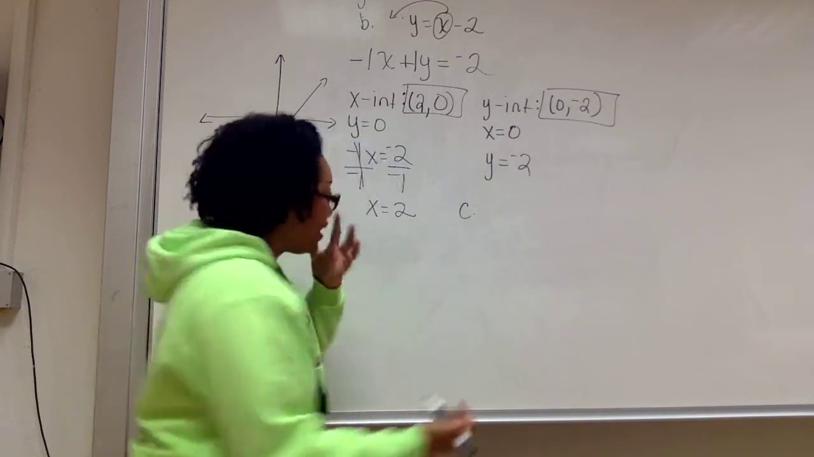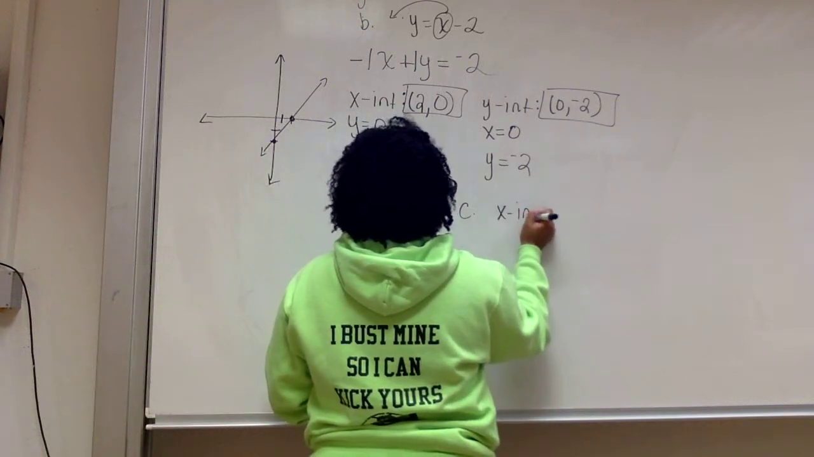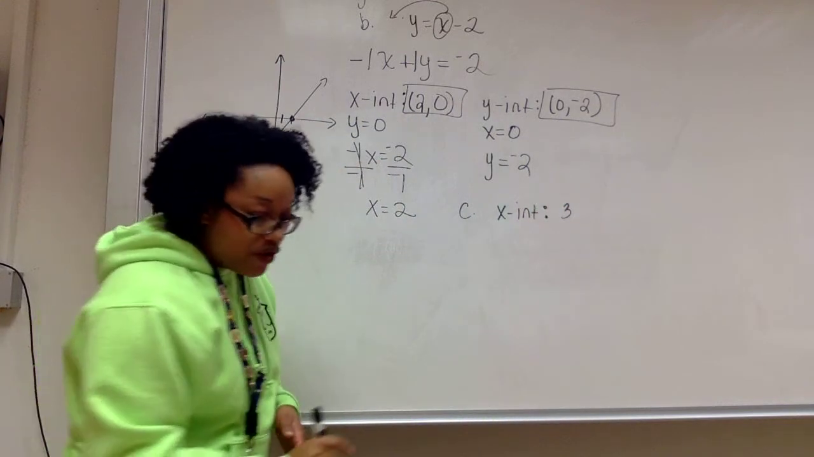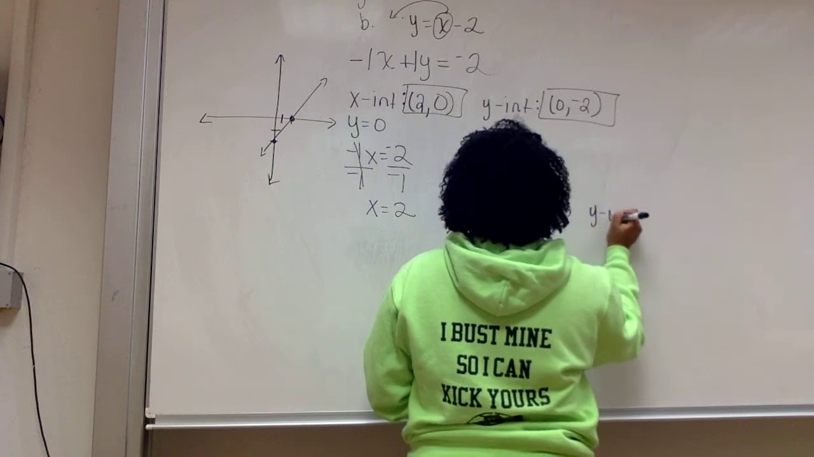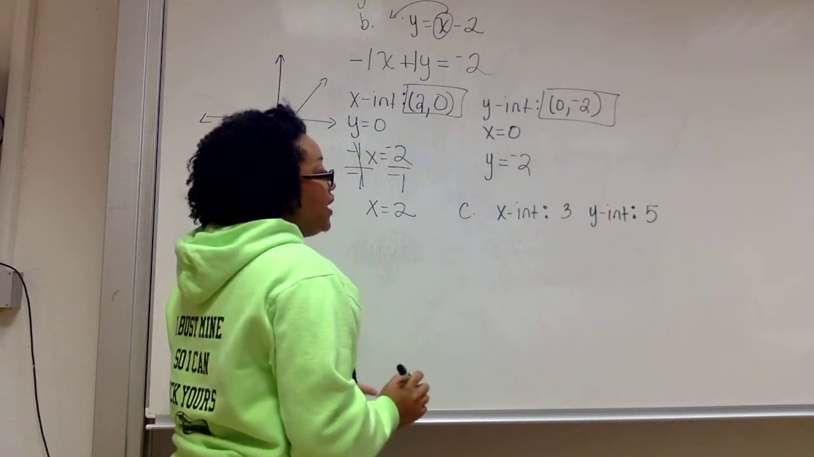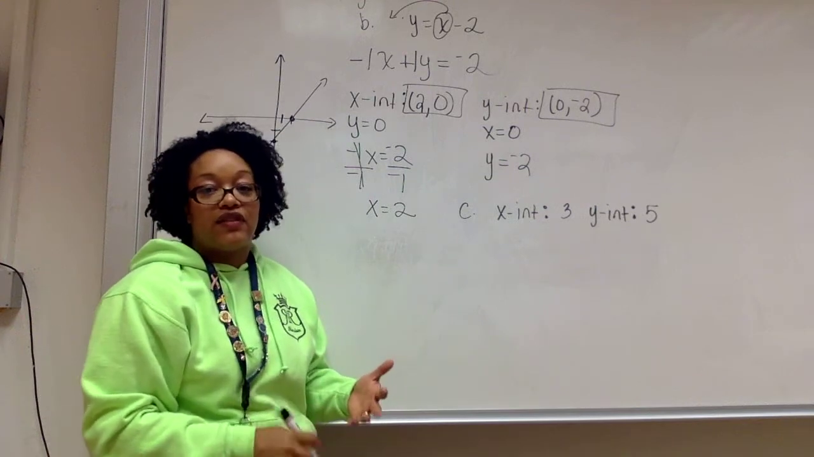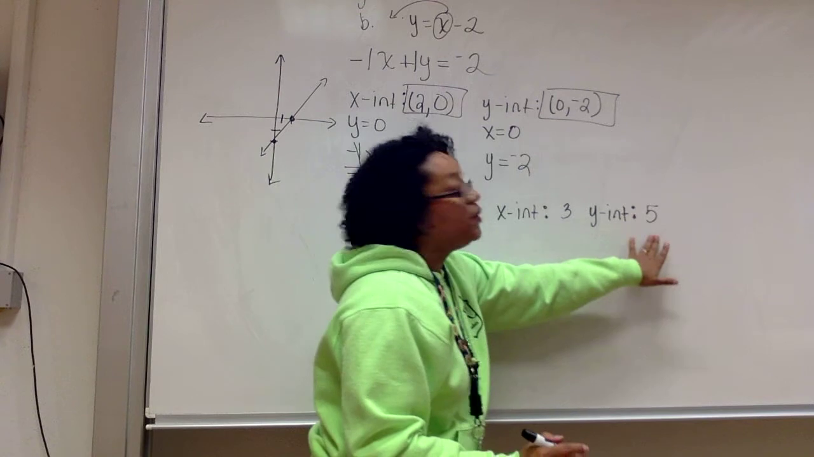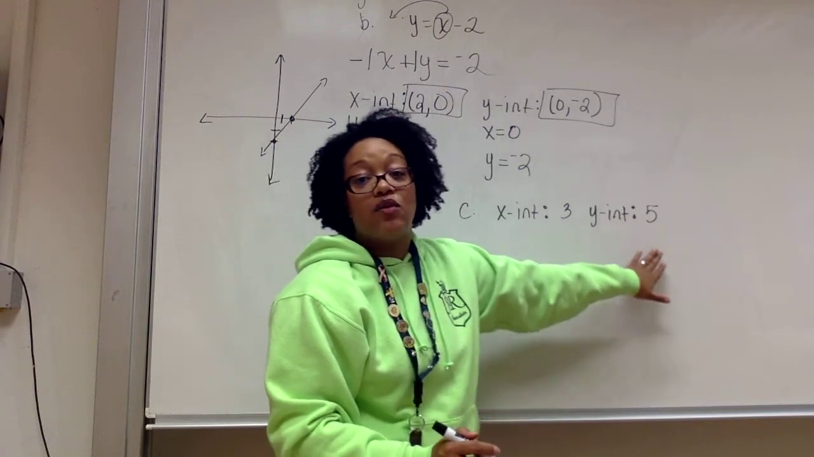So for letter C, your x-intercept is 3. That's what you put in the blank. And your y-intercept is 5. Put that in that blank. Well, if they tell you what the x-intercept is and the y-intercept, these are the actual numbers that you're going to be moving on your x and y axis.